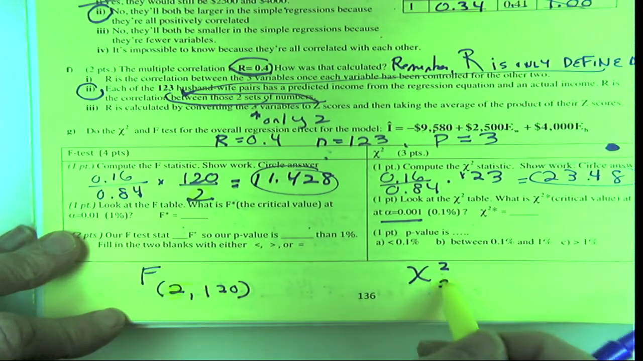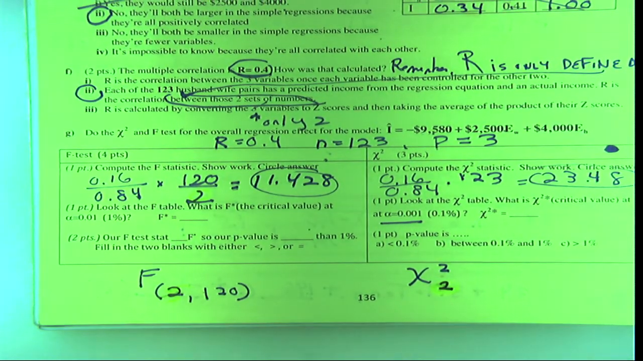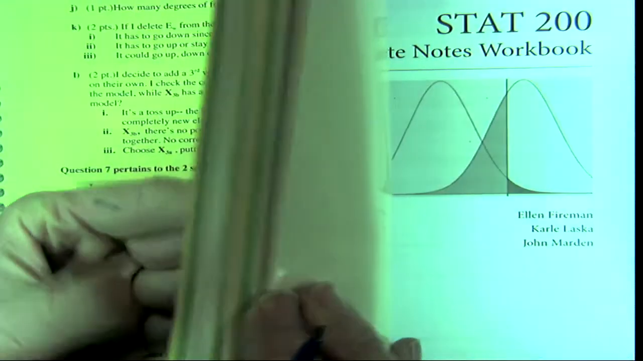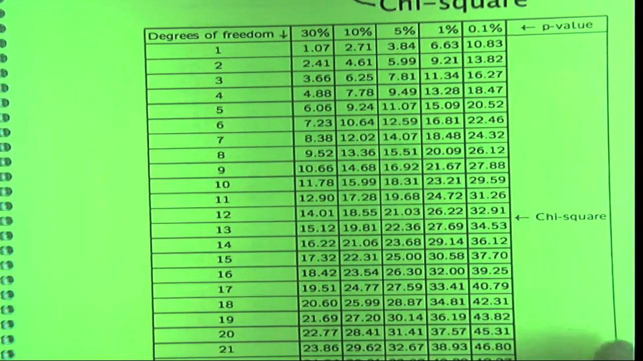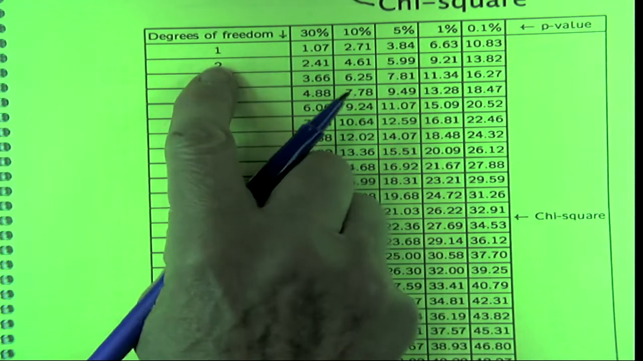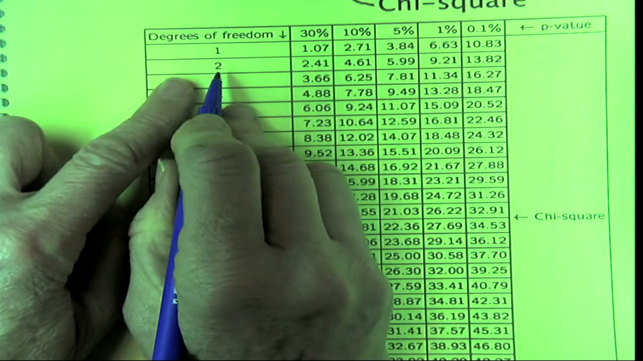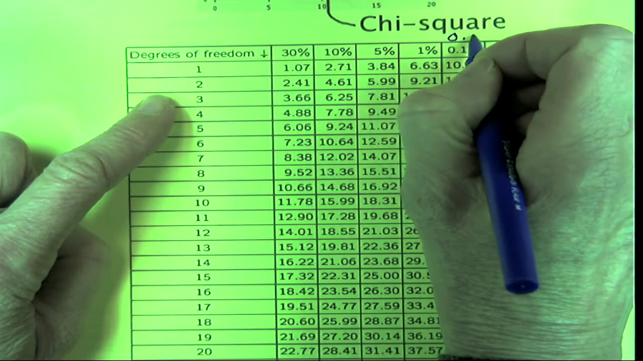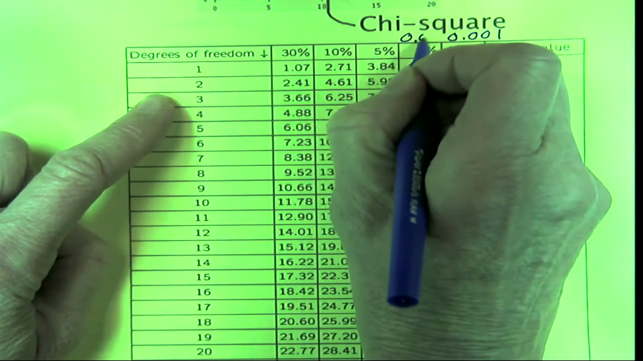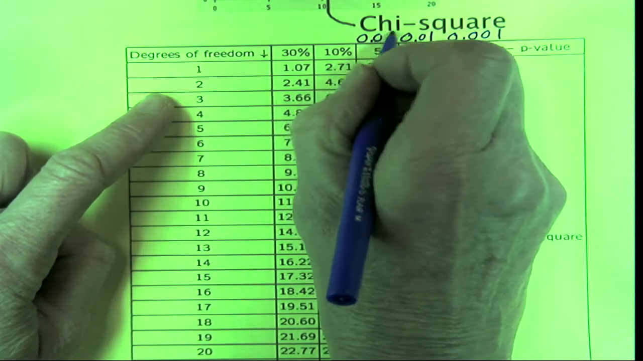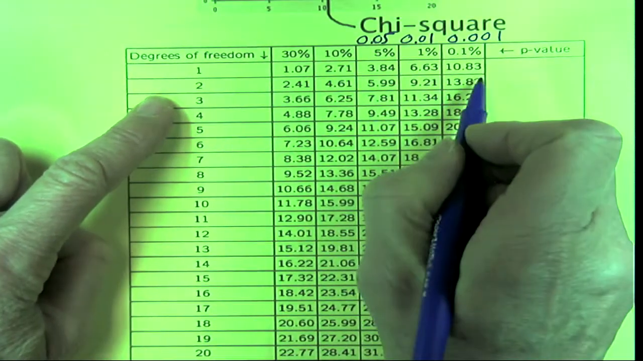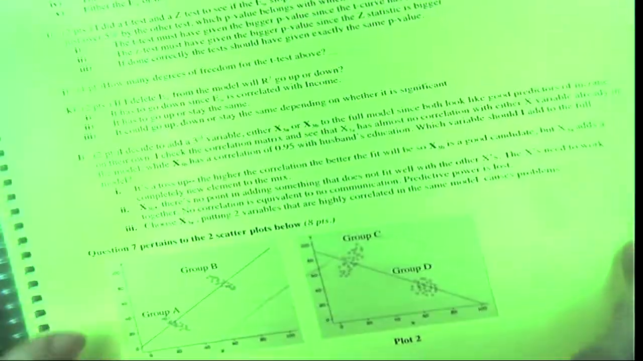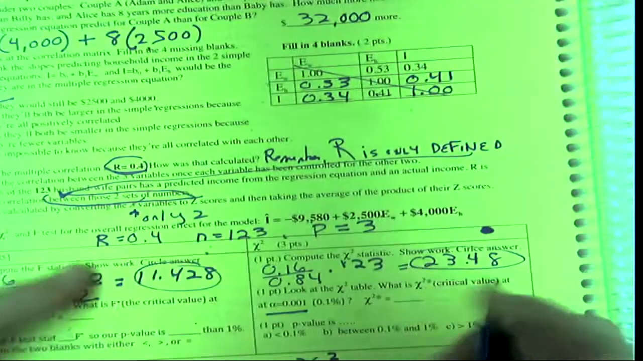They're asking us to look at it with alpha equals 0.01. Looking at the table, 2 degrees of freedom is right here. This column is 0.001, this is 0.01, and this is 0.05. So that's 0.1%, and this is the critical value right there for the chi-square. So that's 13.82.